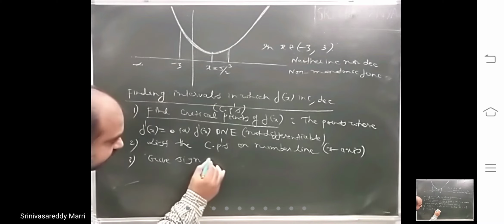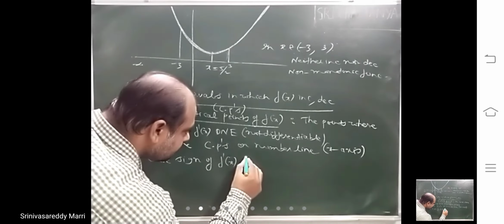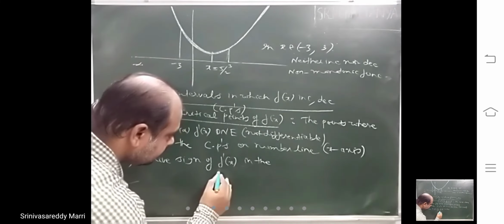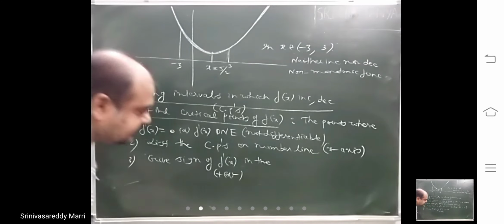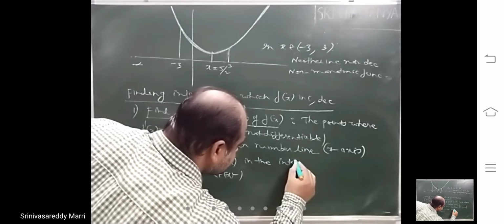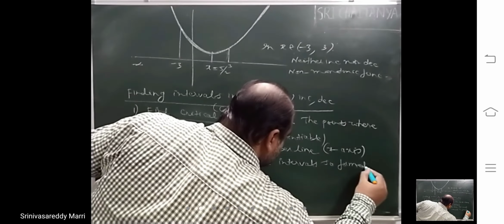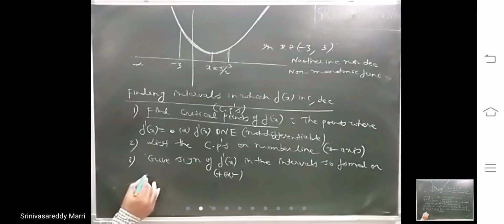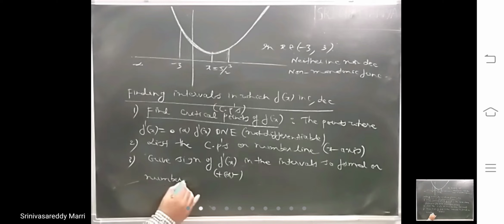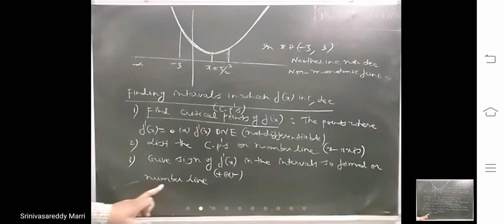Give the sign of f dash x. Sign means either plus or minus. Give the sign of f dash x in the intervals so formed on the number line, just like the wavy curve method. Give the sign of the derivative, the f dash x function, in the intervals so formed on the number line.